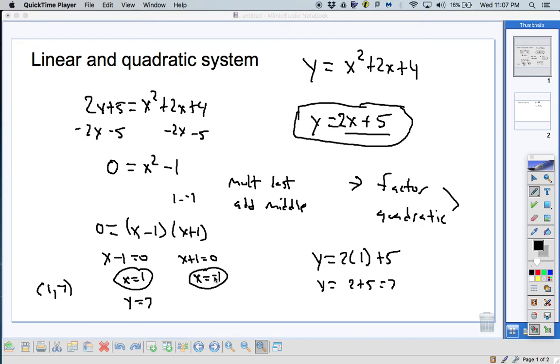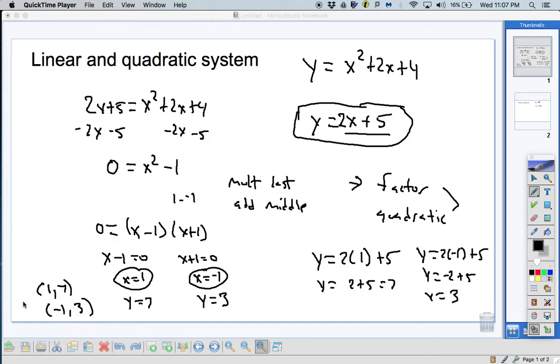The other solution is when x is negative 1, so let's do it again. And we get y is equal to 2 times negative 1 plus 5. And 2 times negative 1 is obviously negative 2. And when I add 5 to that, I end up getting 3. Okay, so the other solution is when x is negative 1, y is 3. And as a point, that's going to be the point negative 1, 3. So these are our two solutions, 1, 7 and negative 1, 3.